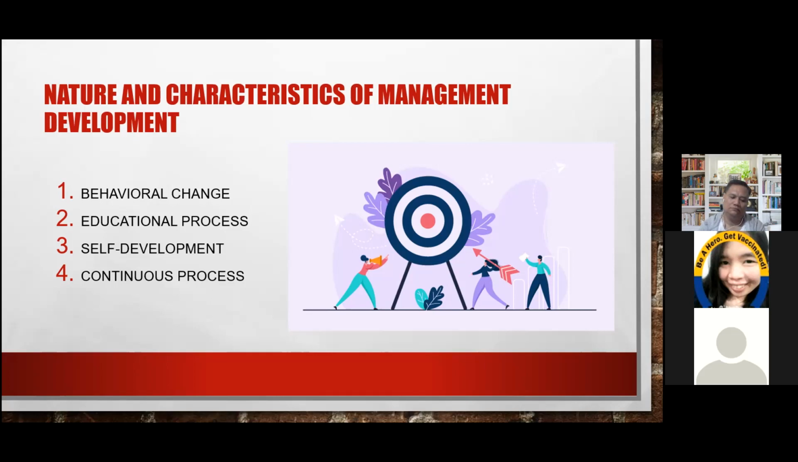Management or executive development is an organized and planned process and program of training and growth by which individual manager or executive at each level of management hierarchy gains and applies knowledge, skills, insights, and attitude to manage workers and work organizations effectively.